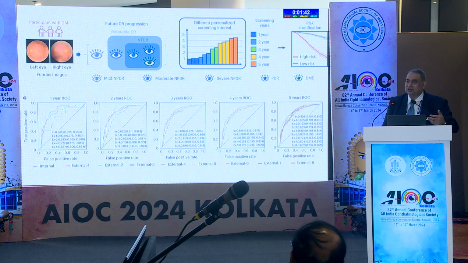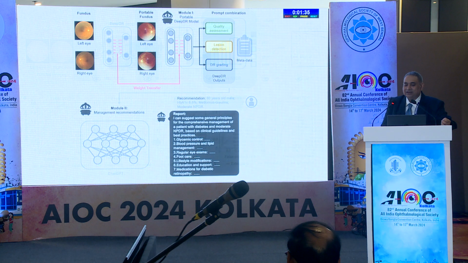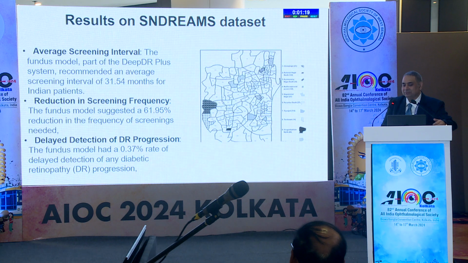It was tested across nearly 7 populations across the world, all of them showing good accuracies, and that has included generative AI also, which can give a prompt. So not only the diagnosis, but it also gives what is to be done. It's a text report which says that laser is needed, anti-VEGF is needed, or now you can just relax and come again after 3 months.